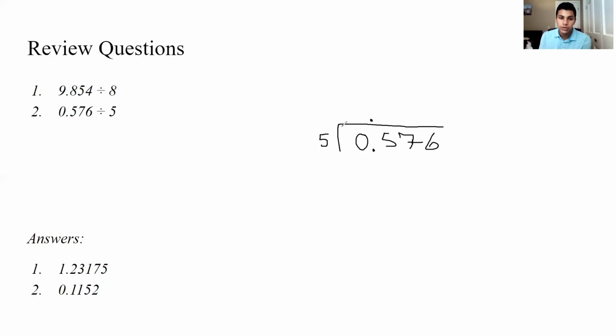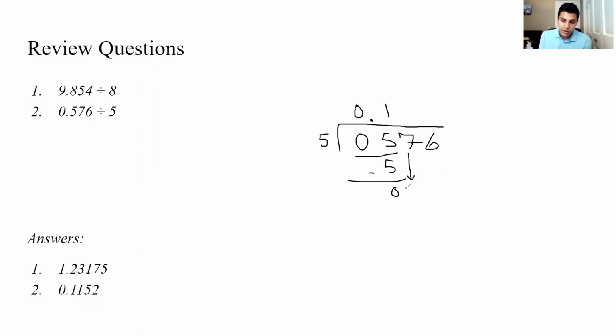5 goes into 0 0 times. So we're going to end up with a number that's 0 point something. And that's exactly what it should be. So now what we do is we ignore the decimal point. In fact, sometimes after I move it up, I just like to erase it and say, how many times does 5 go into 5? 5 goes into 5 one time, so we put a 1 here. 1 times 5 is 5. So now we subtract, and we get 0 at the bottom.